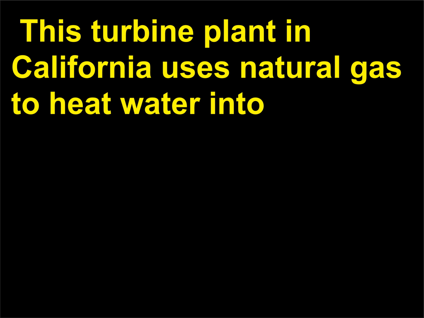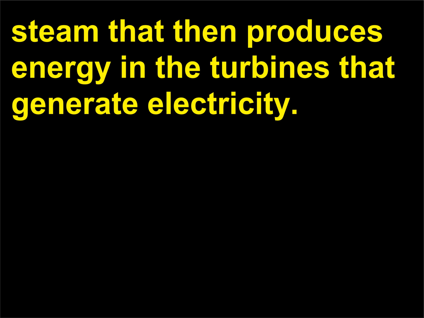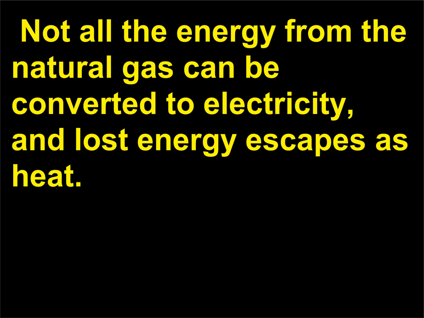This turbine plant in California uses natural gas to heat water into steam that then produces energy in the turbines that generate electricity. Not all the energy from the natural gas can be converted to electricity, and lost energy escapes as heat.